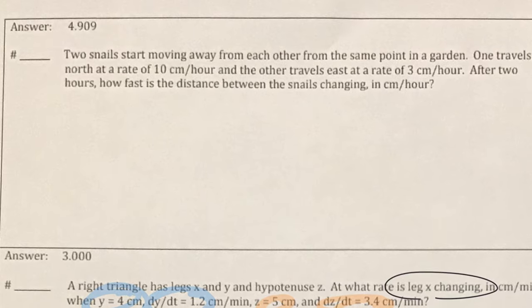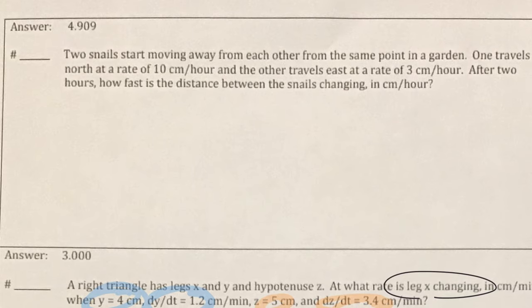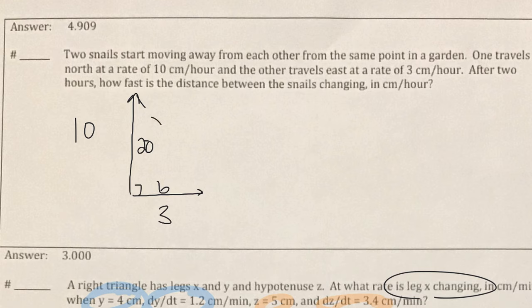Okay, our last one. 2 snails start moving away from each other in a garden. One goes north at a rate of 10 centimeters per hour, and one goes east at a rate of 3 centimeters per hour. After 2 hours, this snail has gone 20 centimeters and this snail has gone 6. So what is the rate of change of their hypotenuse? Okay, the distance between them. Maybe we'll call that d for distance. How about that? Or x is fine.